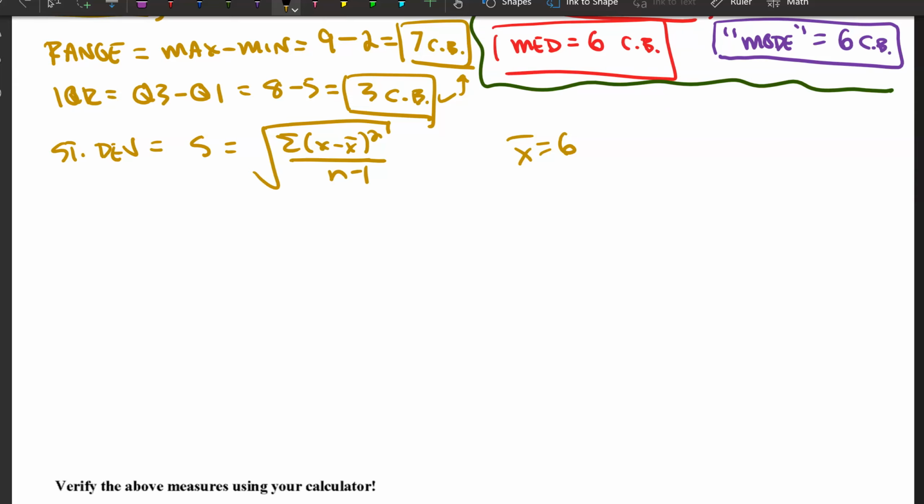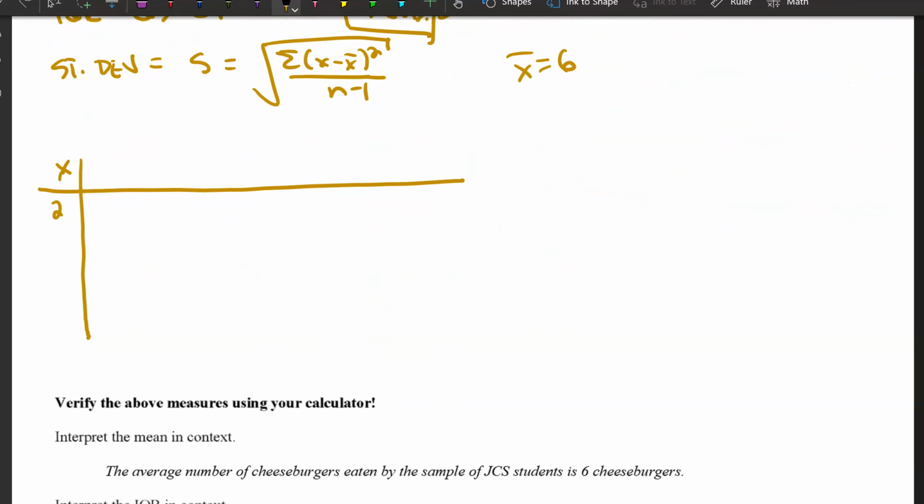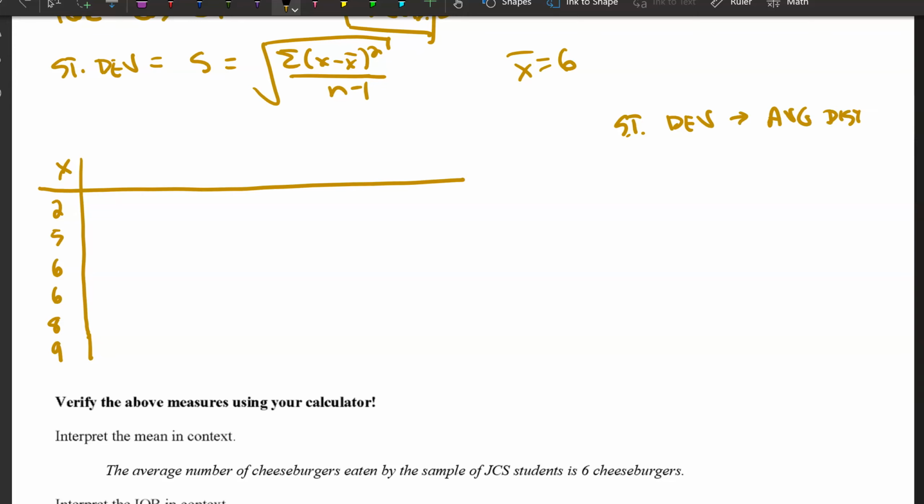I like to make this little table to help us go through this. So let's put our data sets here, our numbers. So 2, 5, 6, 6, 8, 9. So there's our data. Now, remember, standard deviation is the average distance from the mean.